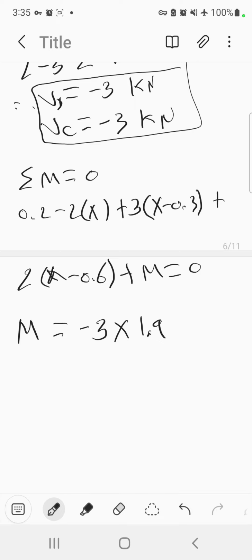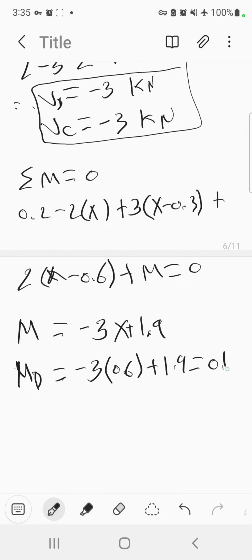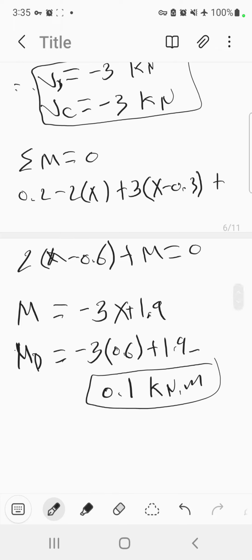So moment at D equal to minus 3. We know x at D is 0.6. Okay. Plus 1.9 equal to 0.1 kilo Newton. Okay, this is for MD.